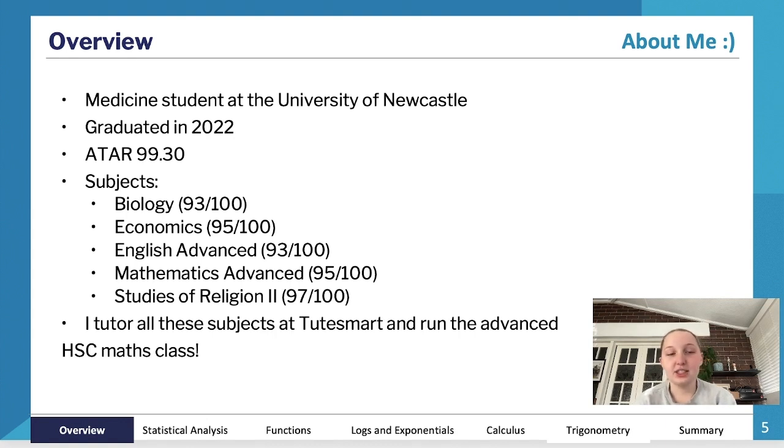So yeah, in my HSC year, I only did 10 units. Those are the 10 units I did, you can see them on screen there. In Year 11, I actually did quite a different subject scheme. I did Bio, Chemistry, Economics, English Advanced, Extension Maths, and 1 unit Religion. So I did change my subjects a bit from Year 11 to Year 12.